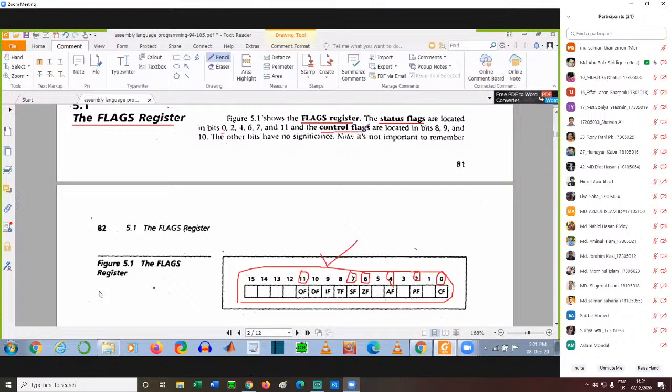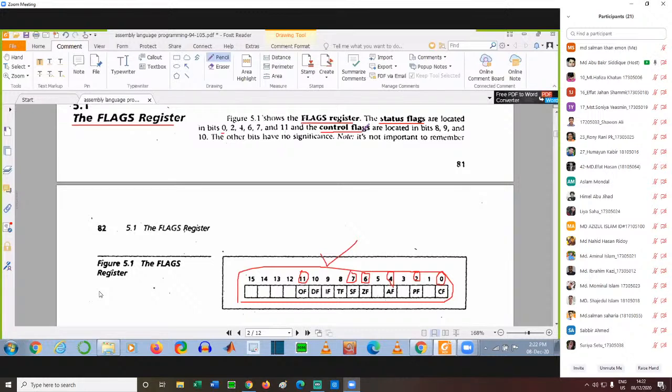What does a control flag do? Status flags reflect the status of an operation, while control flags enable or disable certain operations by the processor. So control flags enable or disable operations, and status flags reflect the status of an operation. That is the difference between status flag and control flag.